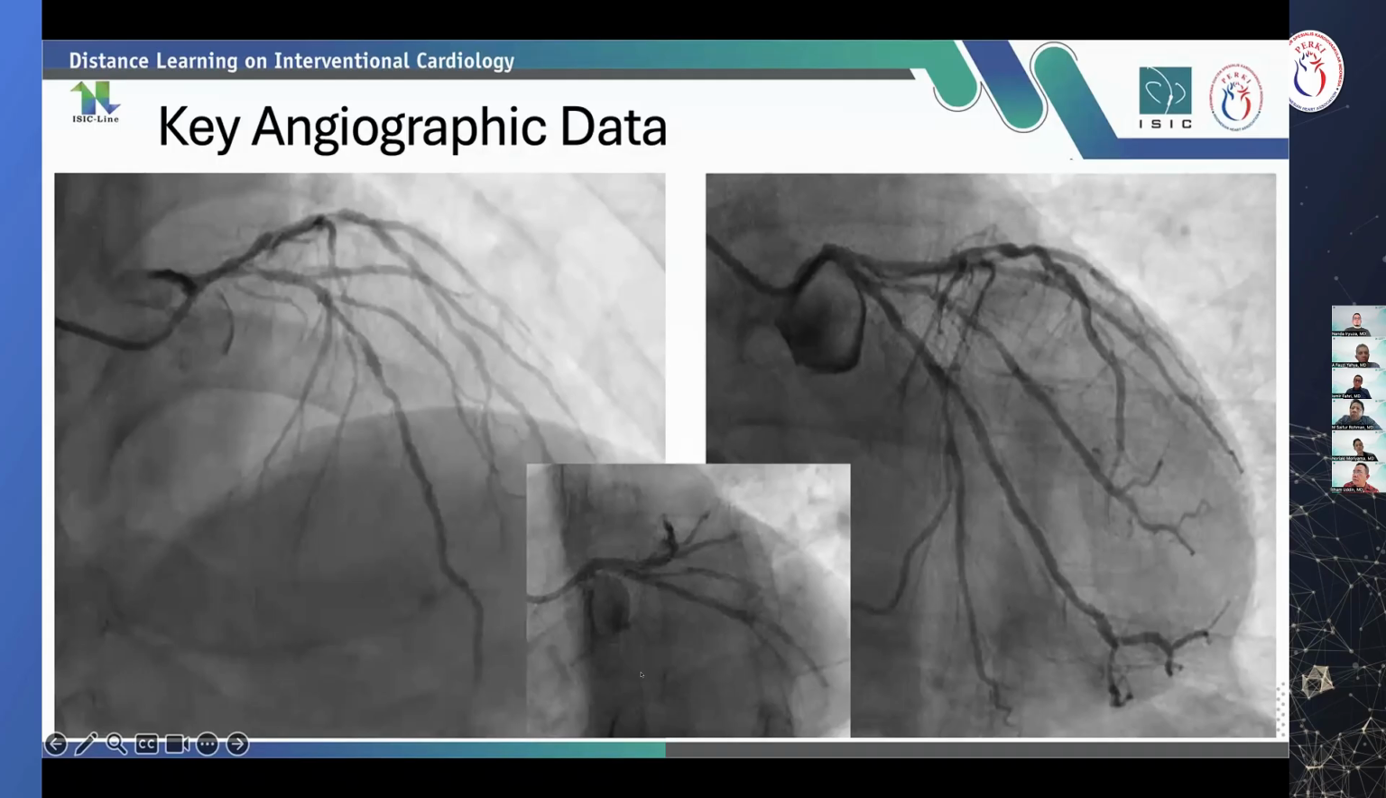Okay, do you think that you need a functional test for this kind of disease, or are you already convinced that this is ischemic, the LAD territory? Do you routinely use a functional test for such a case? Yes. Okay, in my center, routinely performed. Okay, let's go to Dr. Nanda, what you did.